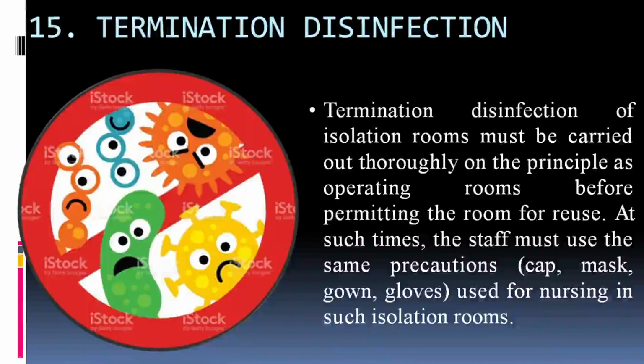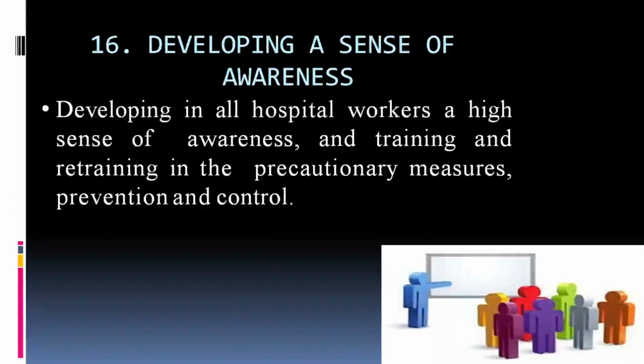At such times, the staff must take the same precautions, like cap, mask, gown, and gloves, used for nursing in such isolation rooms. 16. Developing a sense of awareness. Developing in all hospital workers a high sense of awareness, and training and retraining in the precautionary measures and prevention protocol.